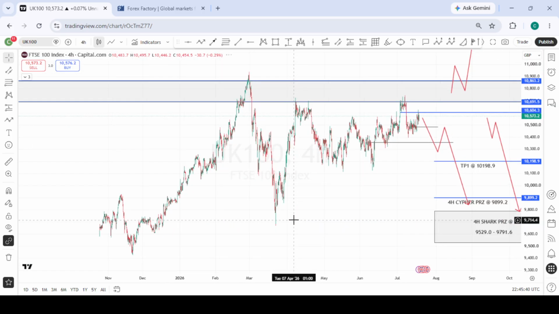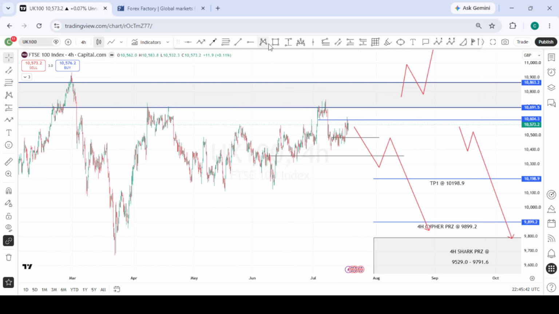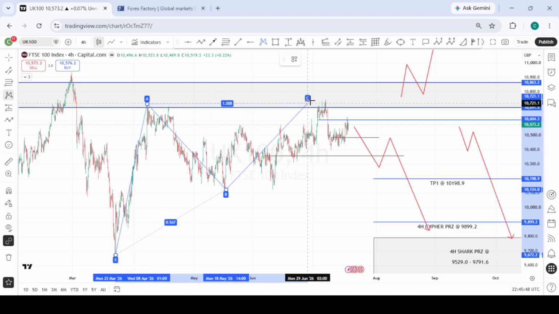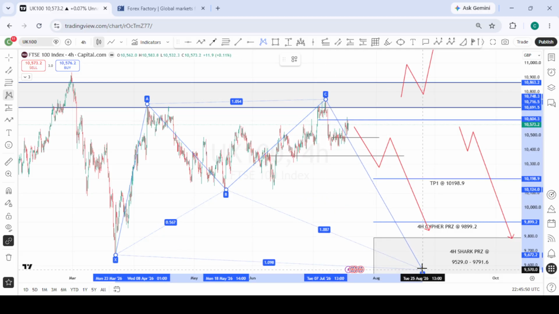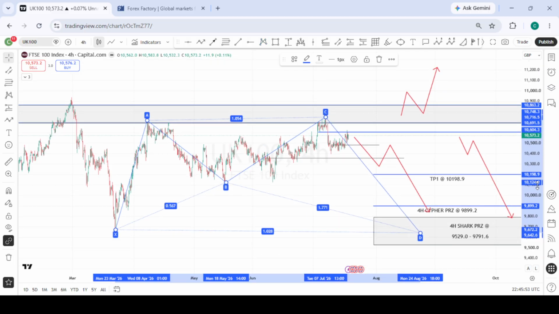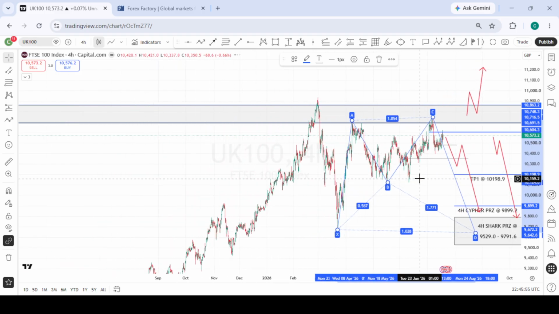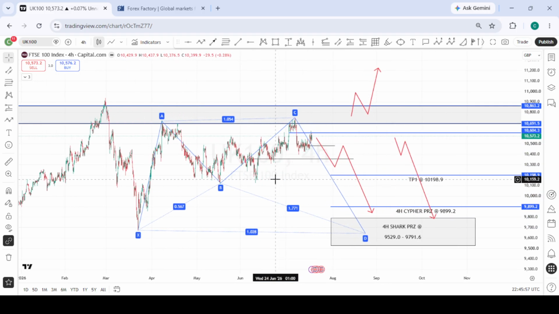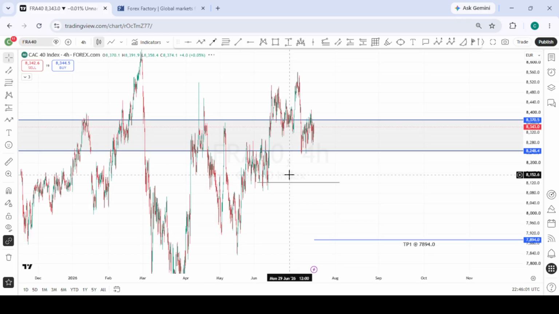So this will be the potential harmonic pattern. This is going to be the X, the A, the B, the C leg, and most likely the D leg coming all the way down. So we will be patient to see how price plays out, and we take our decisions to the downside or to the upside for UK 100.